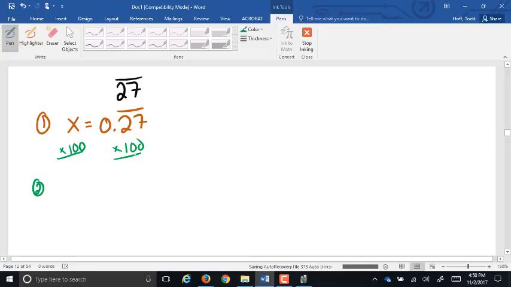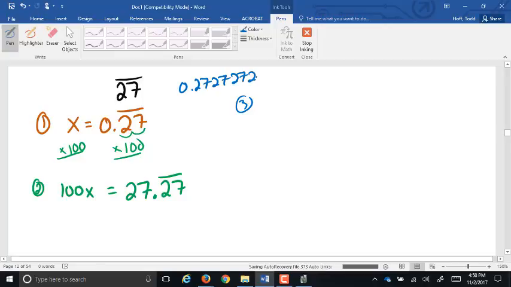I know what you're thinking. So 100 times x is 100x. 0.27 repeating times 100. The reason we had to do times 100, we have to go 2 digits. So that's now 27.27 repeating. Why? Because we multiplied by 100? Because this is, yeah, 0.27272727.